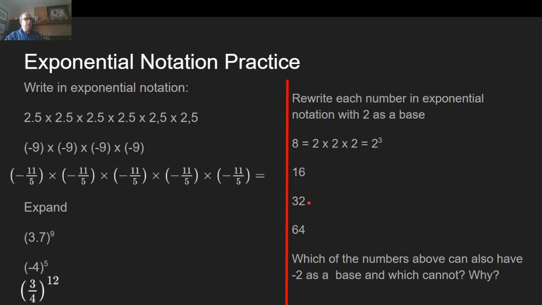32 is 2 to the fifth power, so that's 5 of them. So if I do negative 2s, negative times a negative is a positive, times a negative is a negative, times a negative is a positive, times another negative is a negative. That would be negative 32. That wouldn't work. But 64 is 2 to the power of 6. That's an even number of negative numbers multiplying together, so the answer would be positive.